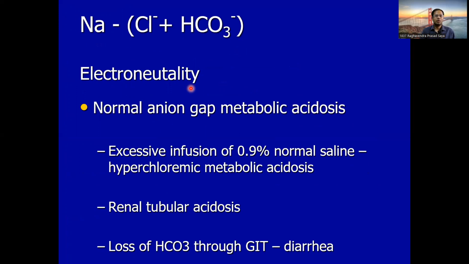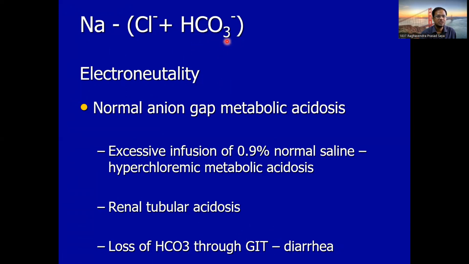So now coming to what are the causes for high anion gap metabolic acidosis and normal anion gap metabolic acidosis. First, normal anion gap metabolic acidosis. Whenever there is an excessive infusion of sodium chloride, that is normal saline, that results in hyperchloremic metabolic acidosis. And also in case of loss of bicarbonate through the GIT, in case of diarrhea. So here, what happens in diarrheic patients is there is loss of bicarbonate.